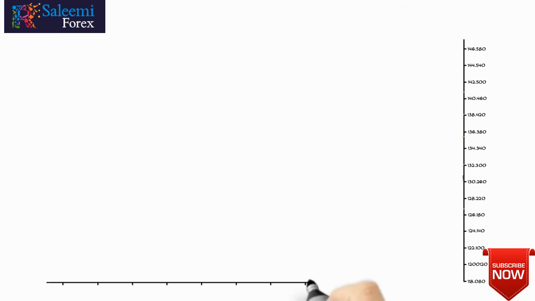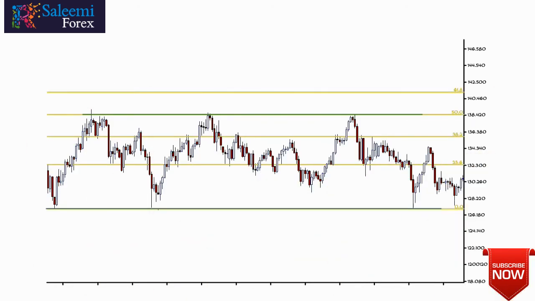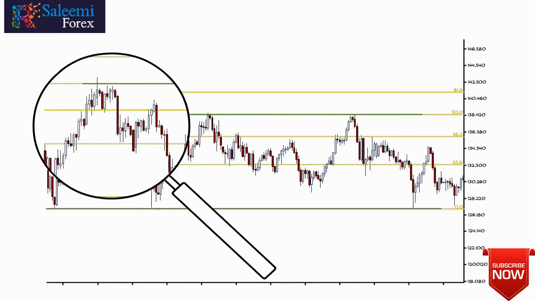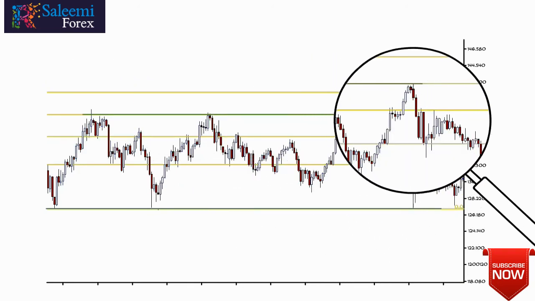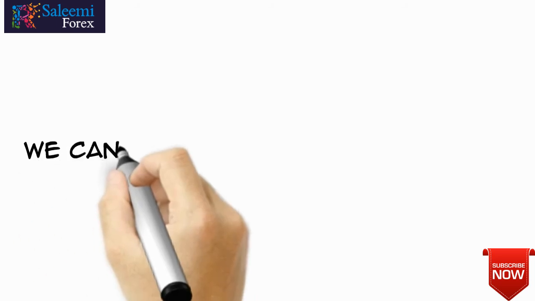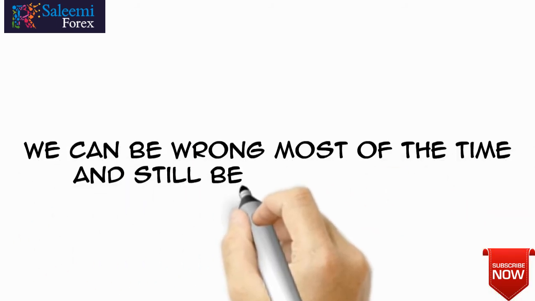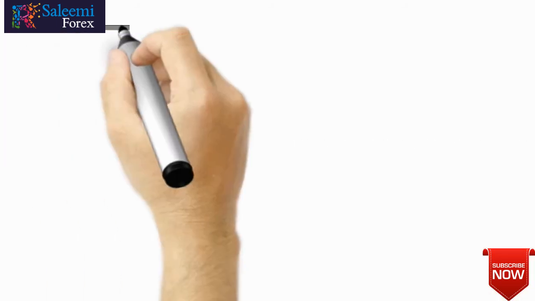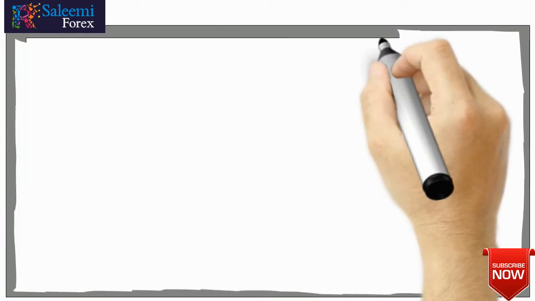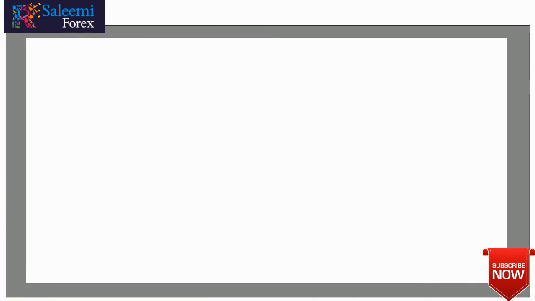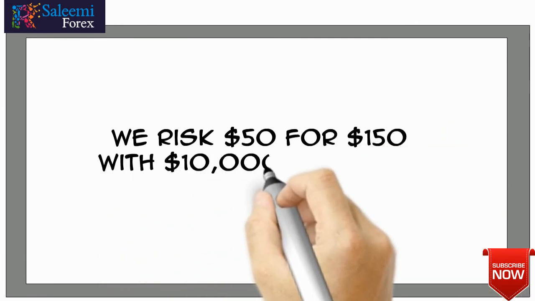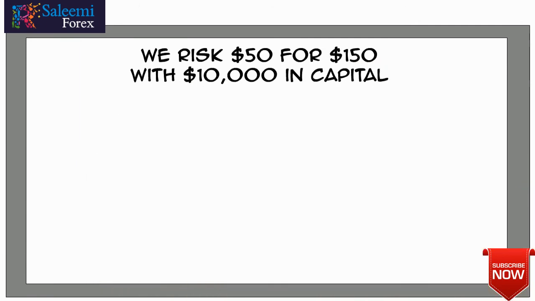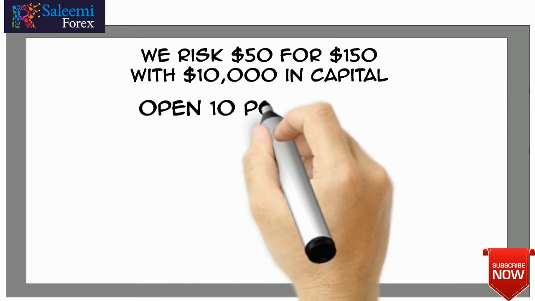You must understand that in order to use this strategy, you need to be good at identifying strong support and resistance points. The reason to restrict ourselves to trading only these kinds of setups is that we can be wrong most of the time and still be very profitable. Here's a math example that illustrates the logic behind this. Consider that for each trade, we risk $50 for $150 with $10,000 in capital. And now let's look at the possibilities if we open 10 positions.